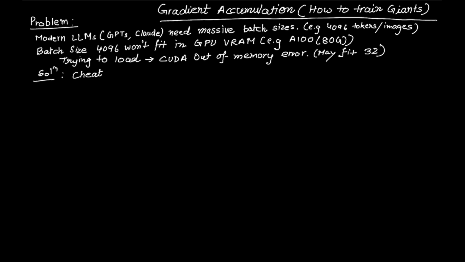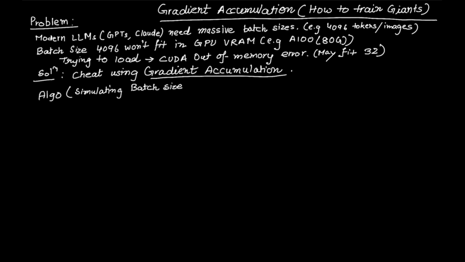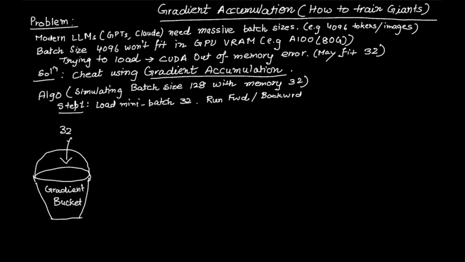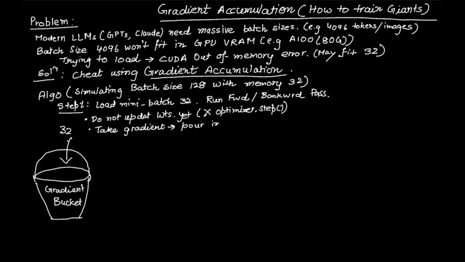No. We cheat the system using gradient accumulation. Here's the algorithm. We want to simulate a batch size of 128, but we can only fit 32. So our first step is to load a mini batch of 32. Run forward pass, run backward pass. The crucial thing is do not update the weights yet. Do not call optimizer.step in PyTorch. Just take the gradients and pour them into the bucket.